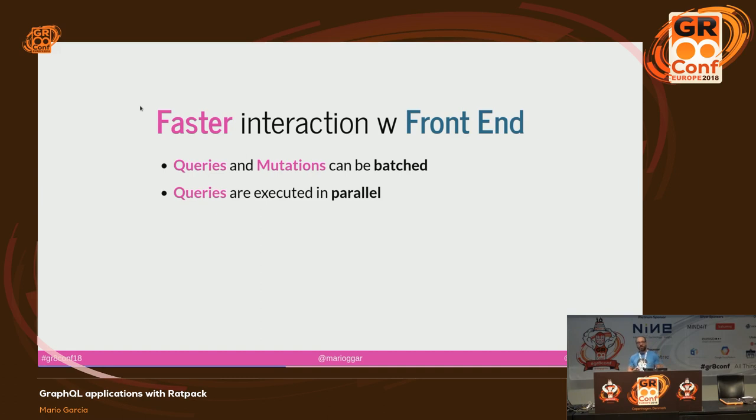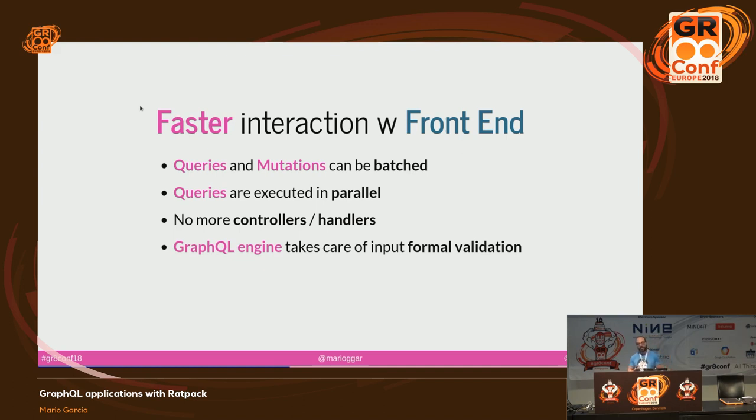Something that I have already mentioned, queries can be executed in parallel, which makes the way we are retrieving the data more efficient. No more controllers or handlers every time we need to expose a new query. So we will be focusing, from a back-end developer point of view, on the business logic instead of just exposing the endpoint. And lastly, the GraphQL engine takes care of input formal validation, things like I need to get an integer instead of a string, or the one I have just showed you, I need to get this argument, otherwise it would throw a validation exception. So yeah, those are basically the benefits.